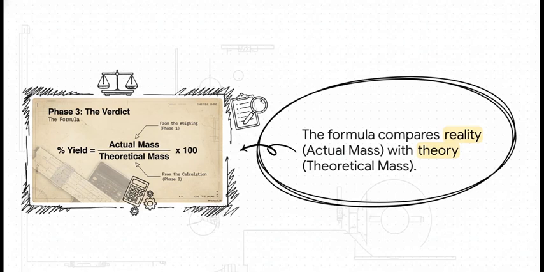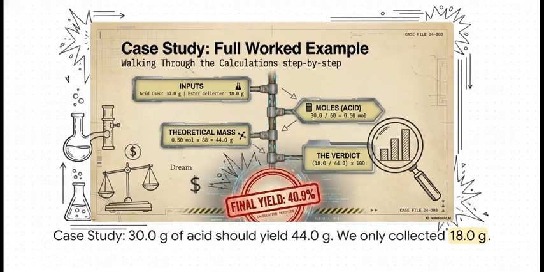It directly compares our real-world evidence, the actual mass, with our calculated ideal, the theoretical mass. We plug them in, and it gives us a single percentage that tells us just how efficient our reaction really was. Let's walk through an actual case. Imagine we start with 30 grams of acid. We follow our blueprint, do the math, and calculate that, theoretically, this should produce 44.0 grams of our ester. That's our dream number. But the evidence we collected from the flask was only 18.0 grams.